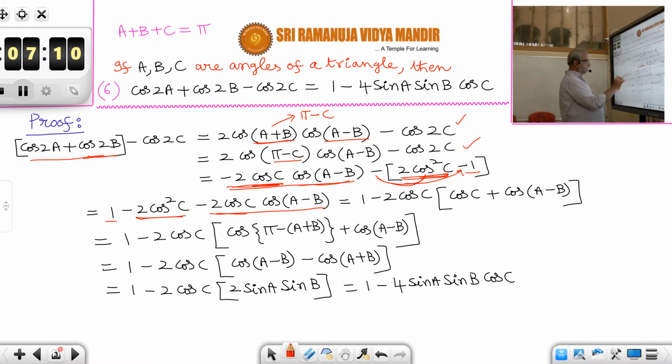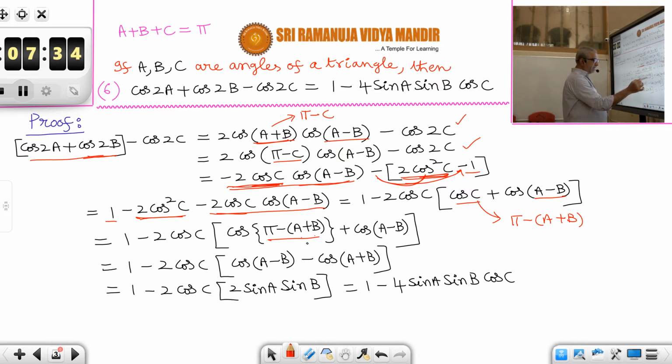Minus 2 cos C, if you take common, then in the bracket you get cos C plus cos(A minus B). But how do you write C? C is pi minus (A plus B). That is in the next step. A plus B plus C is pi. So pi minus (A plus B). That is the only change in the next step. Okay. But cos of pi minus (A plus B).